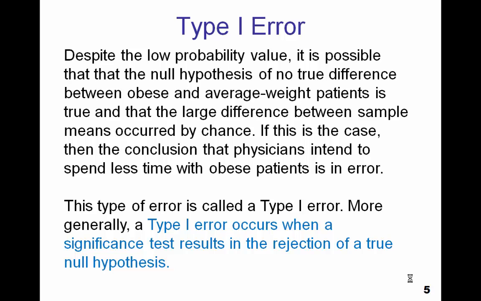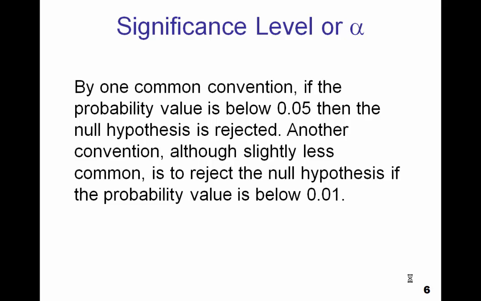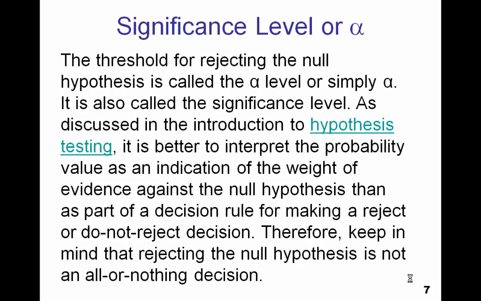More generally, a Type 1 error occurs when the significance test results in the rejection of a true null hypothesis. By one common convention, if the probability value is below 0.05, then the null hypothesis is rejected. Another convention, although slightly less common, is to reject the null hypothesis if the probability value is below 0.01. The threshold for rejecting the null hypothesis is called the alpha level, or simply alpha. It is also called the significance level.